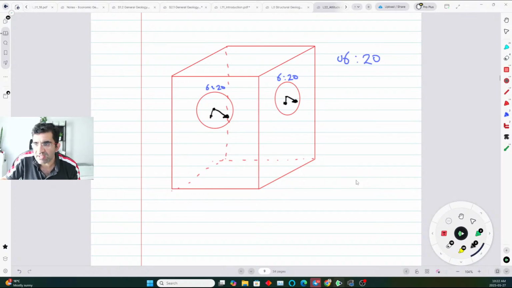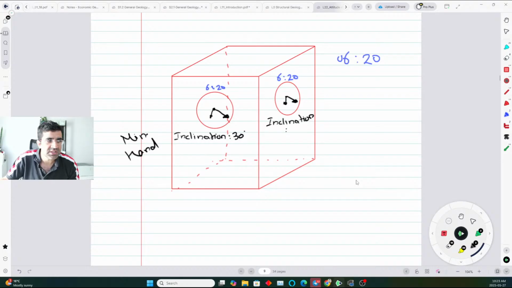What is the inclination in this case? This is in a vertical plane. It will be 30 degrees in both. We had calculated it as 30 degrees. What will be the inclination for this clock, for the minute hand? We are talking about the minute hand. Inclination here also is 30 degrees only.